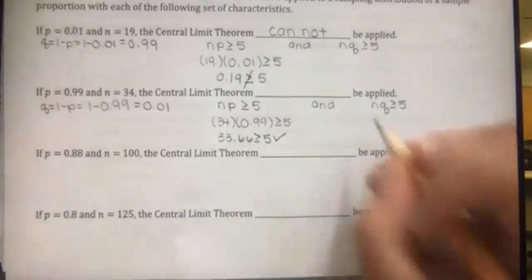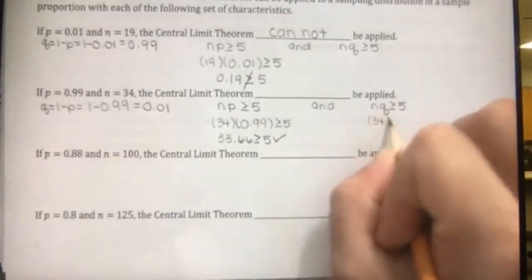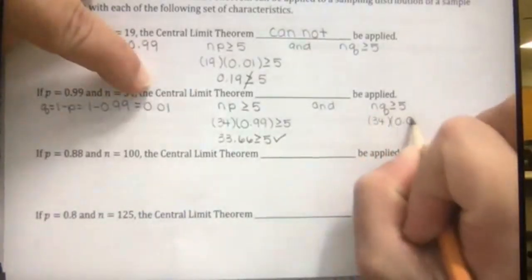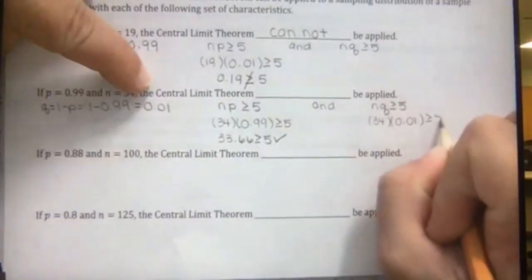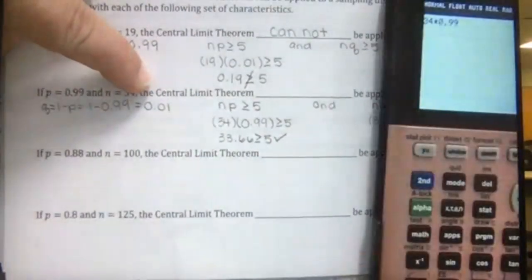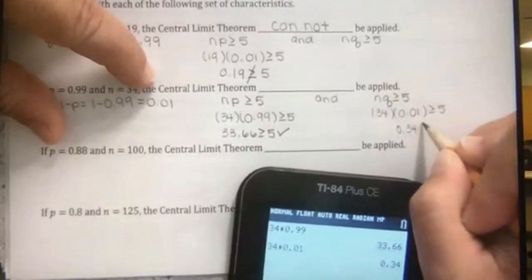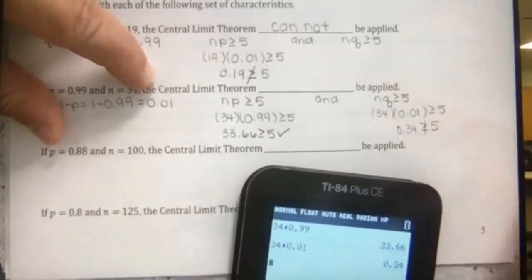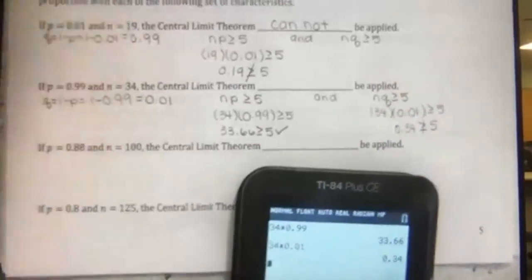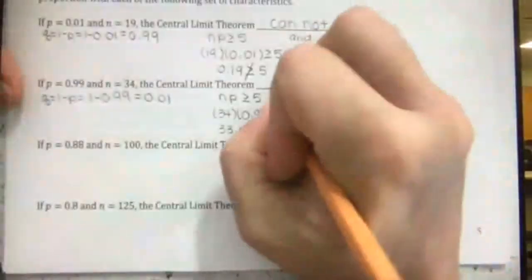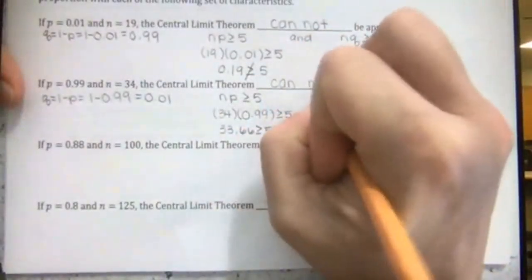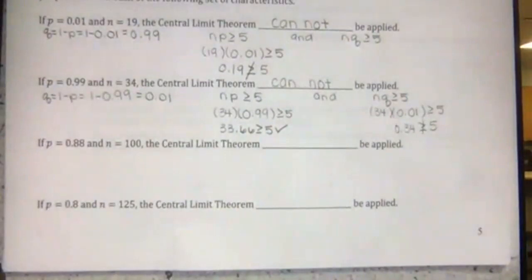So n times q. So n, which is 34, times q, which is 0.01. Is that greater than or equal to 5? 34 times 0.01, and we get 0.34. So 0.34 is not greater than or equal to 5. So that means it can't work. They both have to work. So it cannot be applied.